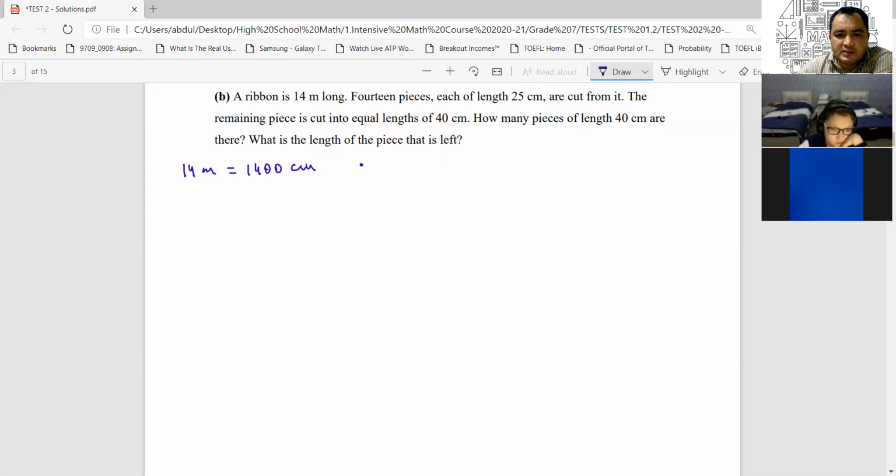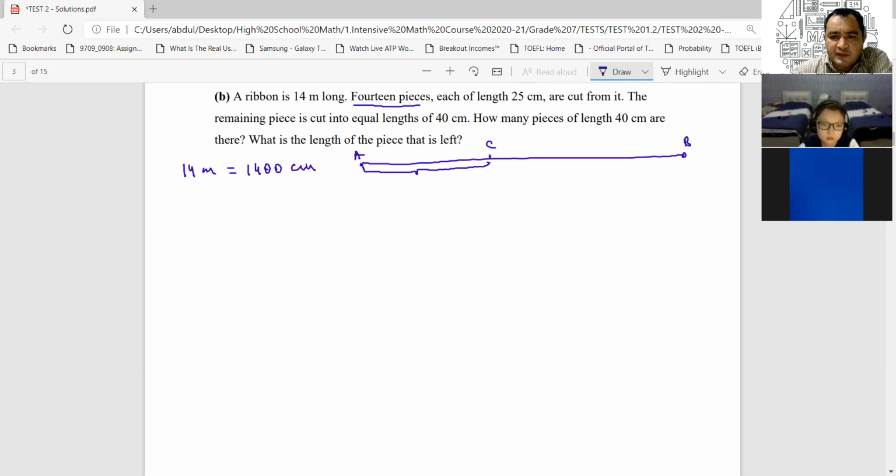So we are talking about a piece of ribbon. Let's say there's something like this, from A to B. And it says that here 14 pieces, each of length 25 centimeters, are cut from this. And what is 14 times 25? That's equal to 350. So from here until here, that is C. The length is 14 small pieces, and each one is 25 centimeters. We just cut off from here.